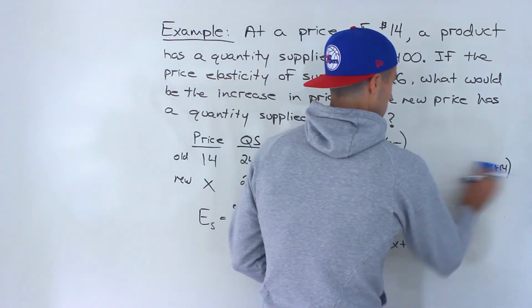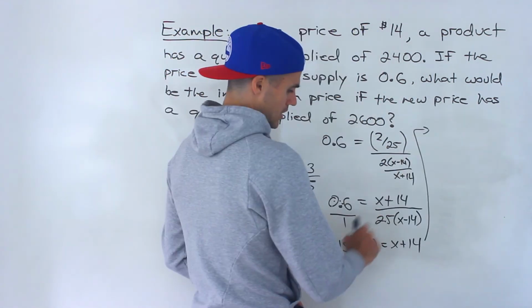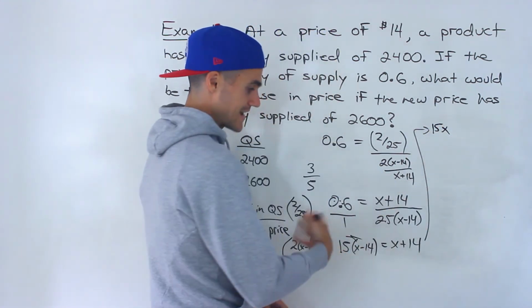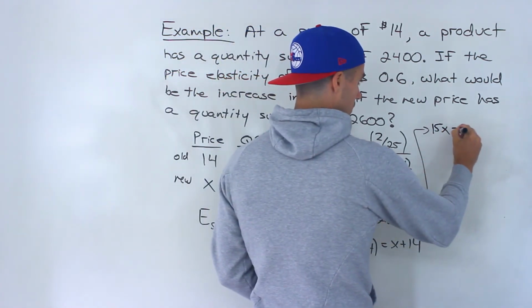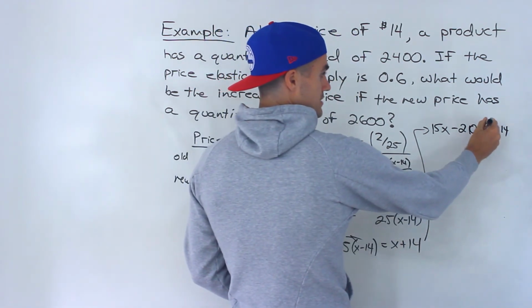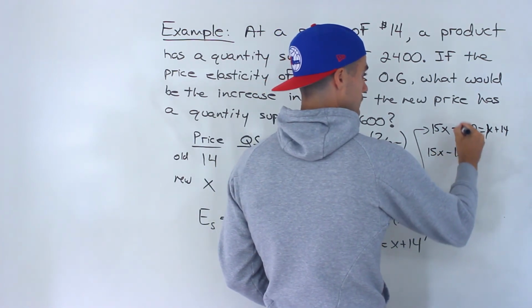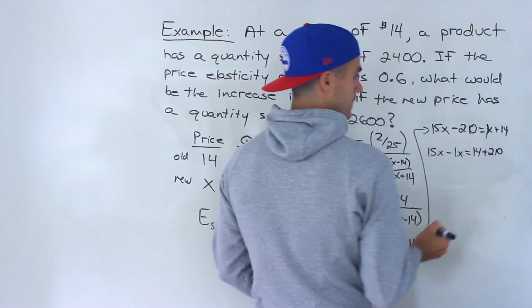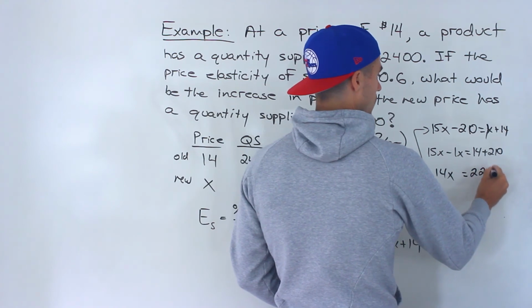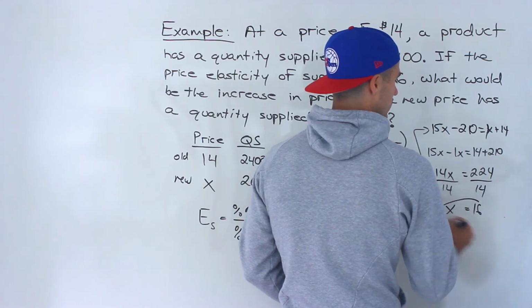So from here, pretty simple. We distribute the 15. So we would have 15 times x, which is 15x. Then we have 15 times negative 14, which would give us negative 210. That's going to be x plus 14. Bring this x over. This is like a 1x. So we'll have 15x minus 1x. And then we'll have 14, negative 210, bring it over, becomes a positive 210. So we'd have 14x equals 224. Divide both sides by 14. So x would be 16.